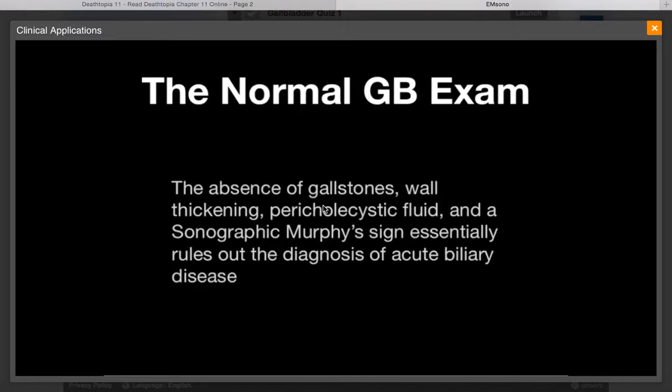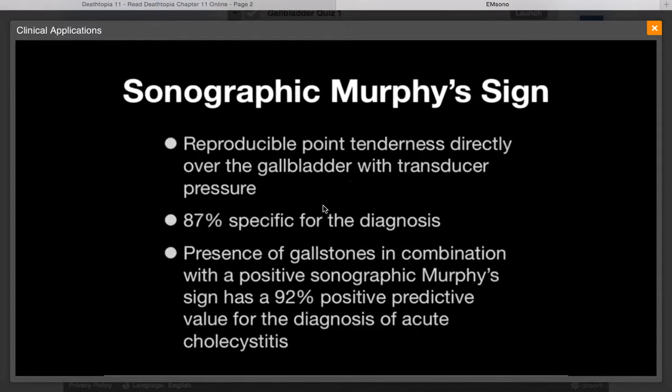If you've got somebody who has a normal gallbladder exam, this means the absence of gallstones, wall thickening, pericholecystic fluid, and the absence of a sonographic Murphy sign. This essentially rules out the diagnosis of acute biliary disease. In these patients, you should be looking for alternative causes for their abdominal pain.